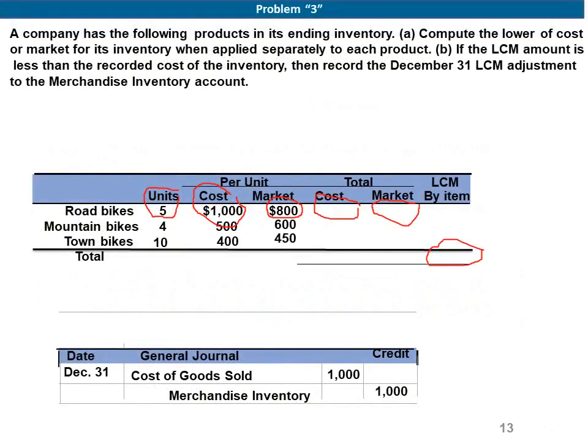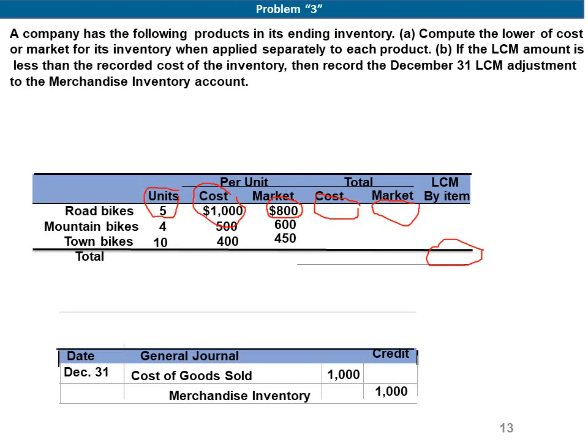So let us now discuss this exercise, which is related to the rule of lower of cost or market value, for a company that has the following products in its ending inventory. You have road bikes, mountain bikes, and town bikes. You are given the cost of each bike, the market price of each bike, and the number of units acquired of each product or each bike.